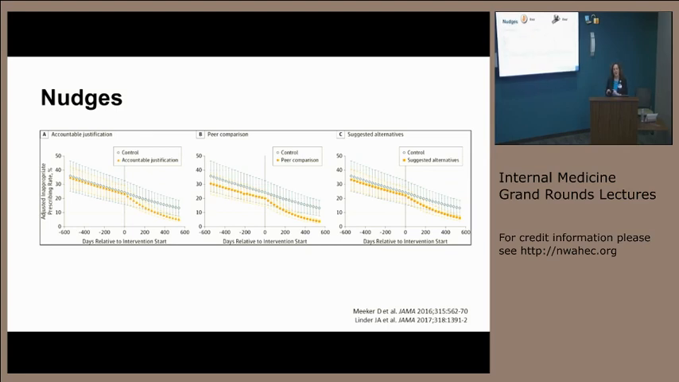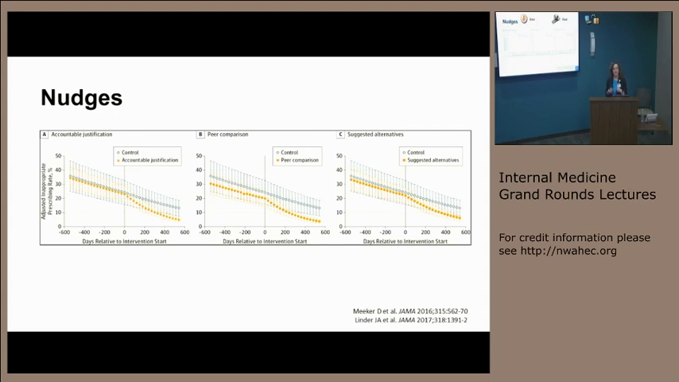The first was accountable justification. So that's something we do here, which is entering an indication for the antibiotic you're prescribing. And so that decreases prescribing. It's an opportunity for you to take a time out, and then also it's in the medical record, so it's publicly there for you to kind of justify your behavior.